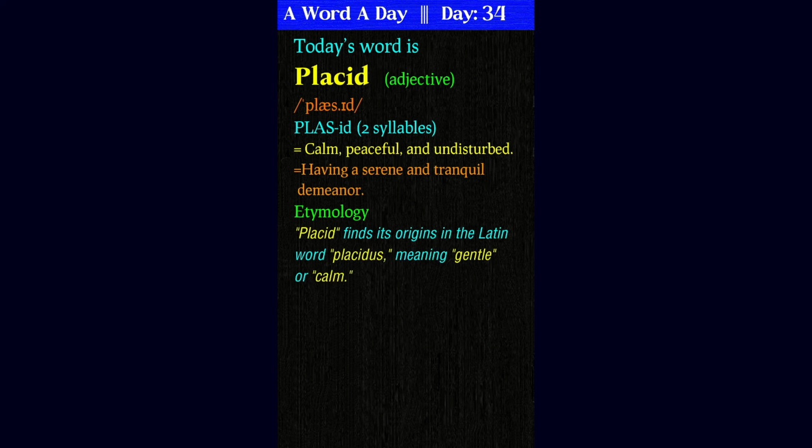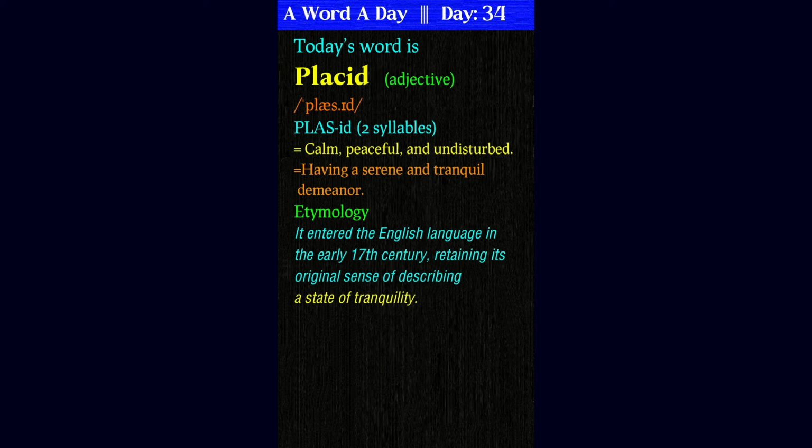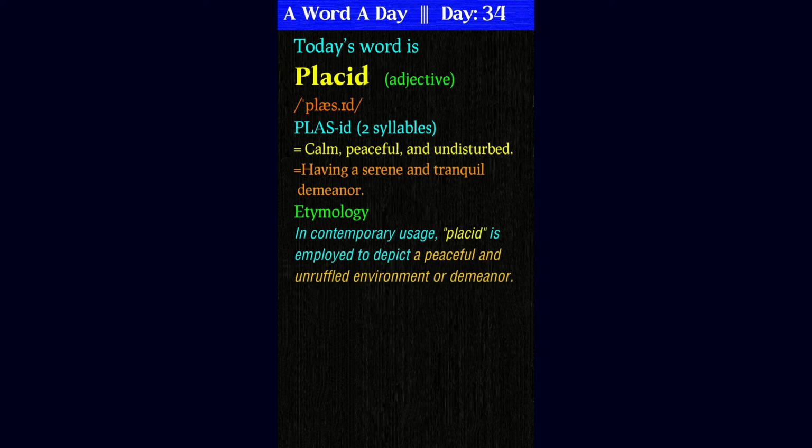Etymology. Placid finds its origins in the Latin word placidus, meaning gentle or calm. It entered the English language in the early 17th century, retaining its original sense of describing a state of tranquility. In contemporary usage, placid is employed to depict a peaceful and unruffled environment or demeanor. It conveys a sense of quietude and harmony, suggesting a lack of disturbance or agitation.